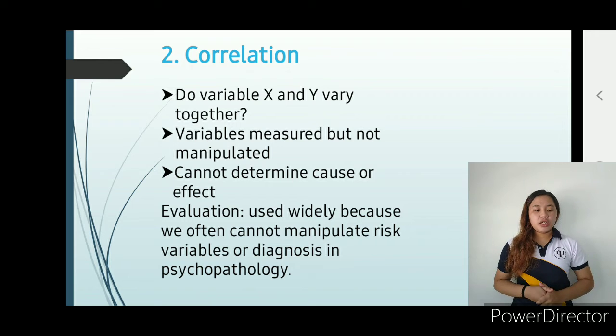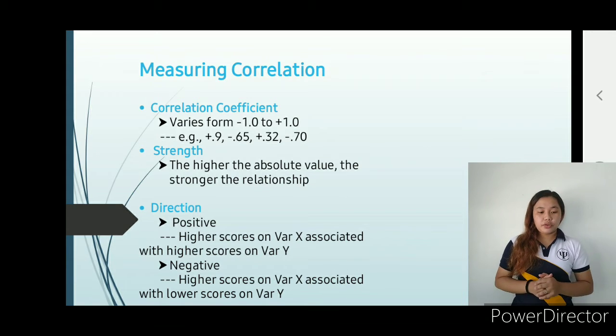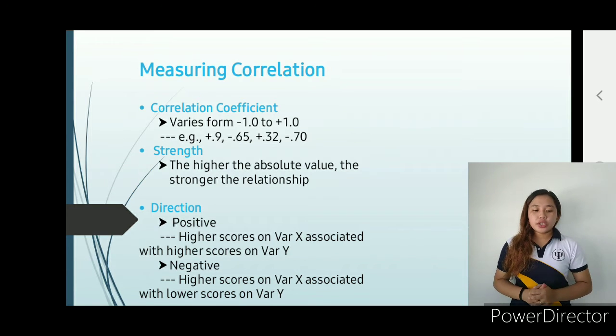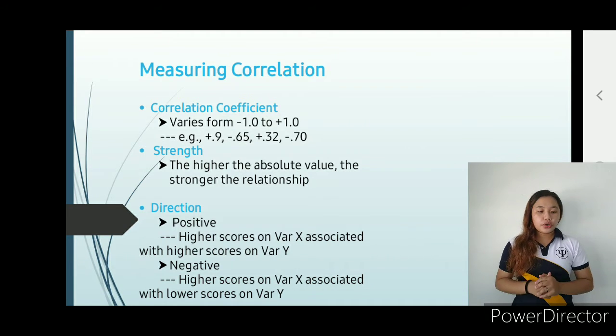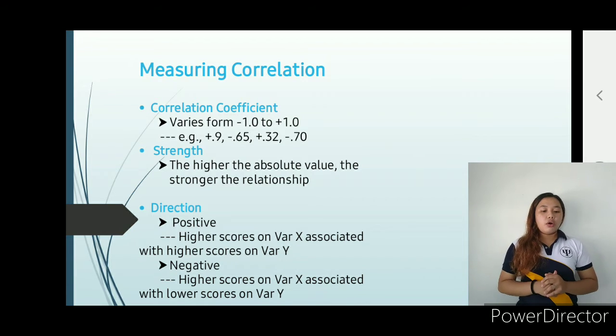Next is measuring correlation. The correlation coefficient varies from -1.0 to +1.0. Strength: the higher the absolute value, the stronger the relationship. Direction: positive means higher scores on variable x are associated with higher scores on variable y. Negative means higher scores on variable x are associated with lower scores on variable y.